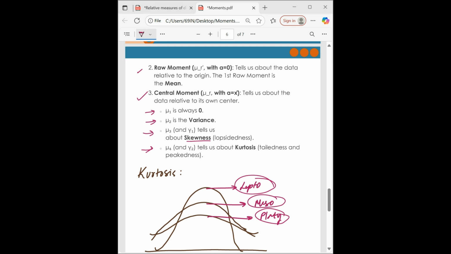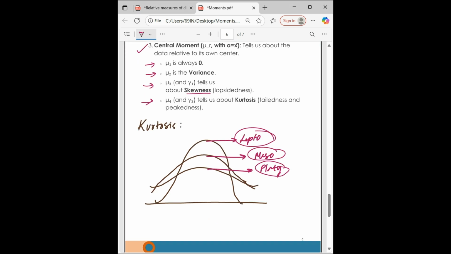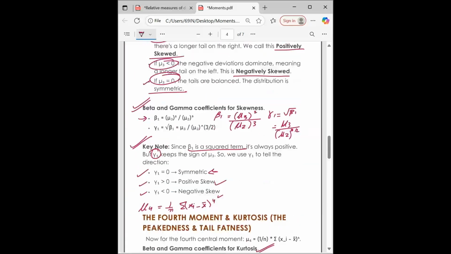So from just these few moments, you can get a complete quantitative description of your data's central tendency, dispersion, symmetry, and shape. And that's the power of moments. They are the building blocks for understanding data shape.